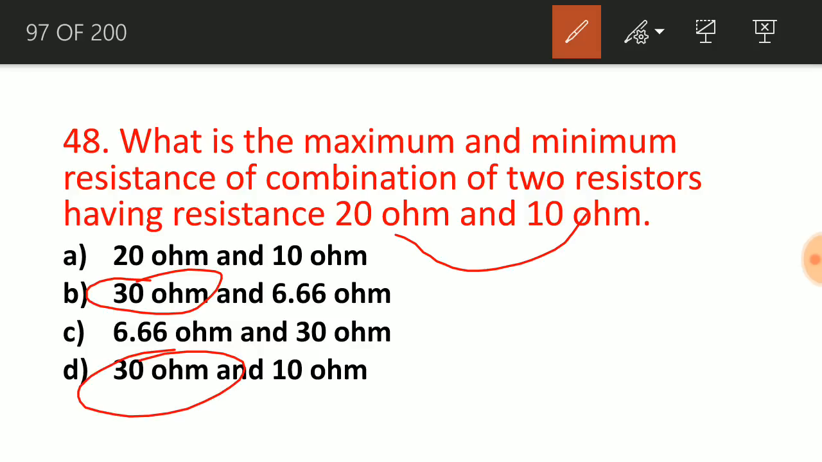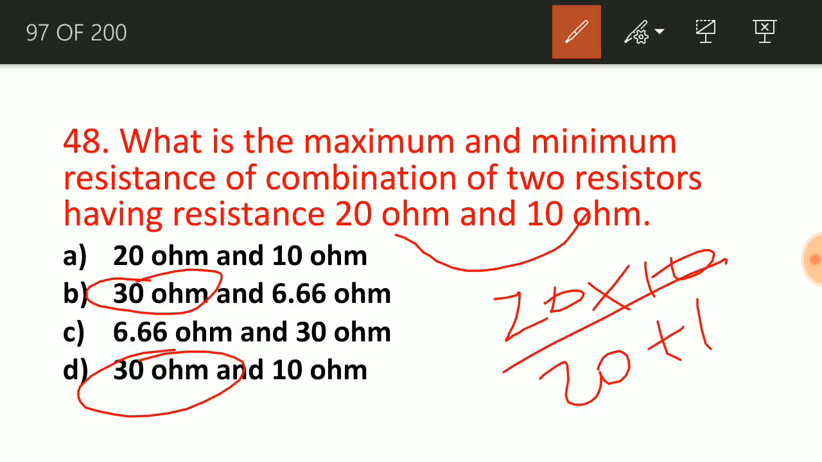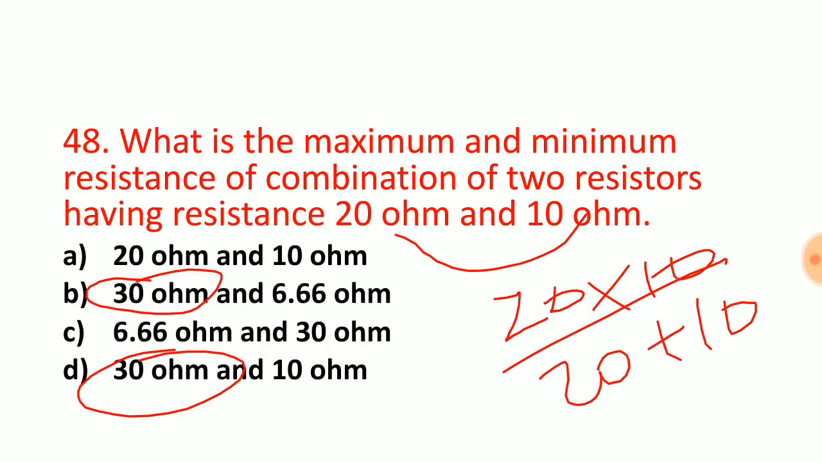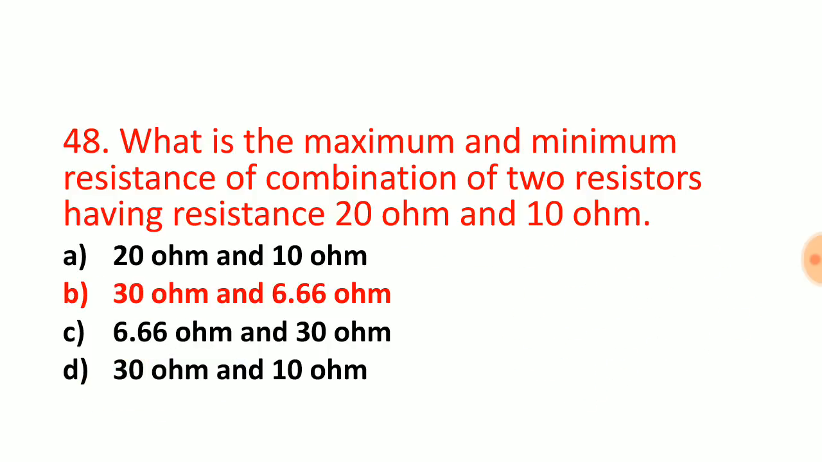Now for parallel combination, the formula is product divided by sum. For two resistors, the formula to calculate equivalent resistance in parallel is product divided by sum. On doing so, we will get 6.66 ohm, that is in option choice B. So option choice B is the correct answer for question number 48.